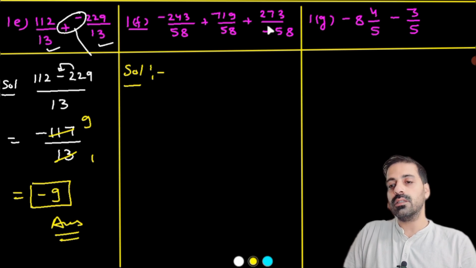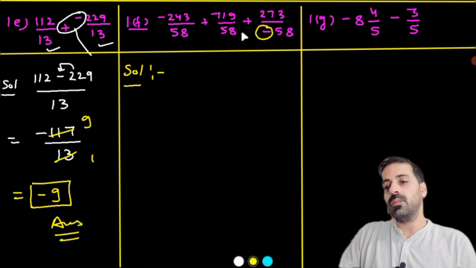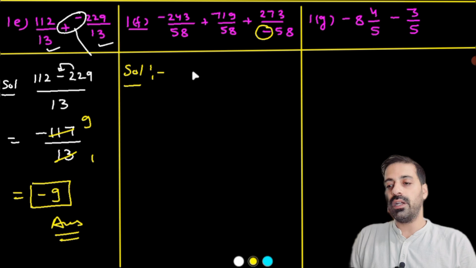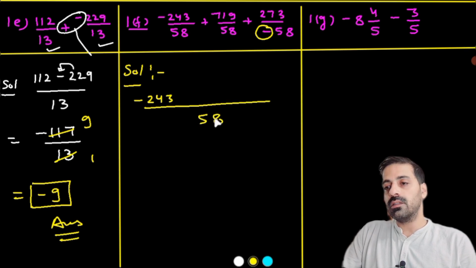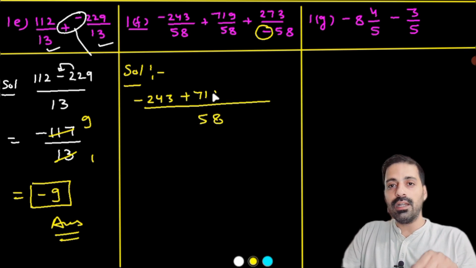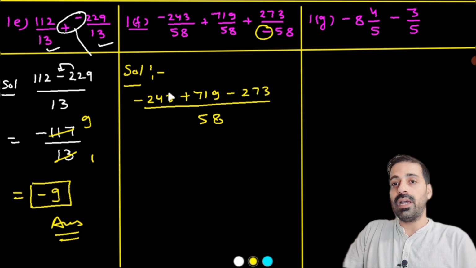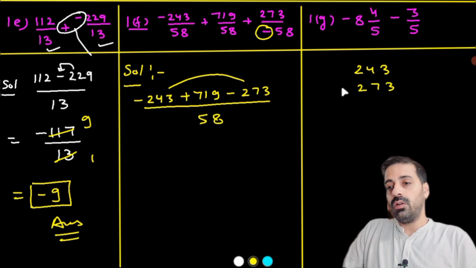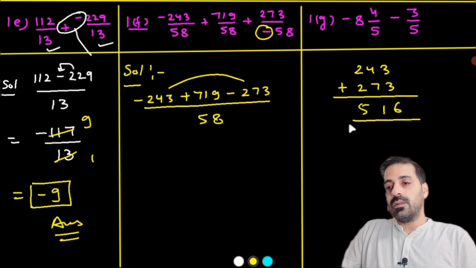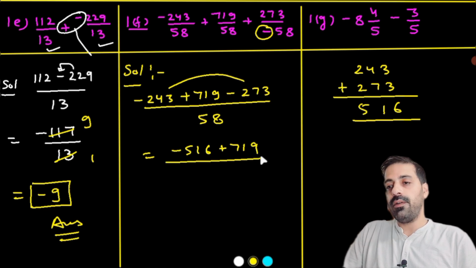So here the minus sign is in the denominator, so it is your enemy, and you have to bring it into the numerator by multiplying negative 1 and negative 1 in the numerator and denominator. So now the LCM is 58. Positive 179, negative 273. We have two negative numbers here, so first we add them, but the final answer will have the negative sign. So we have negative 516 and positive 179 upon 58.